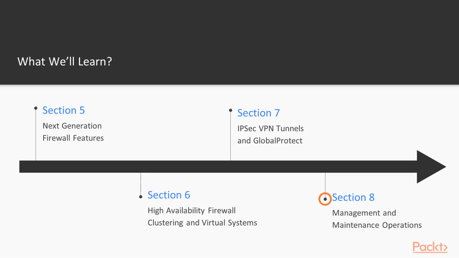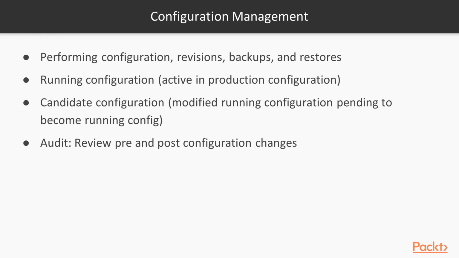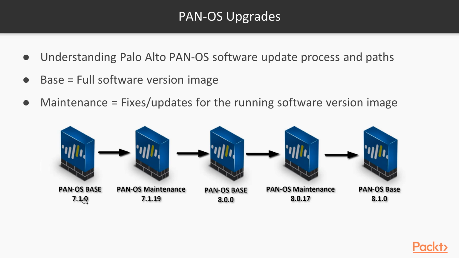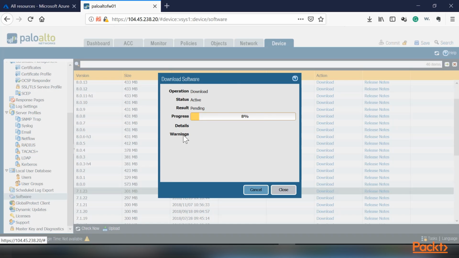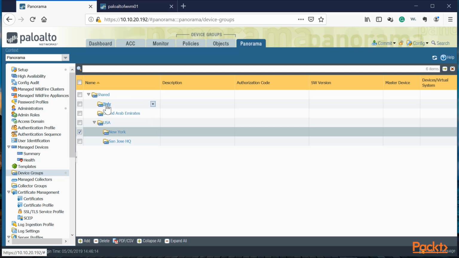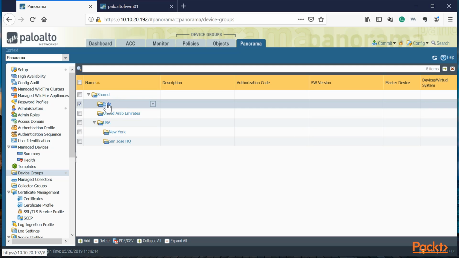And finally, Section 8, day-to-day maintenance and management operations. So we're going to perform backups of that running config. We also are going to take a look at how do you upgrade your Palo Alto firewall from one PanOS version to another, so you know how the process exactly performs, so you don't run into any issues in case you need to do a production upgrade.